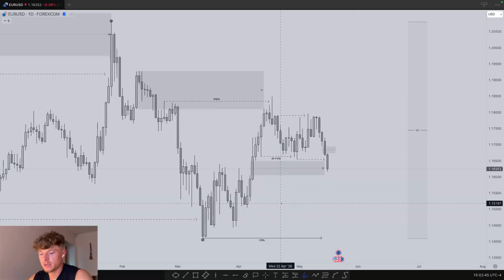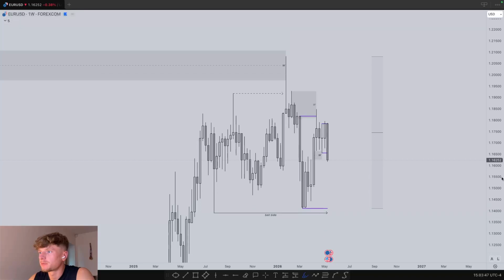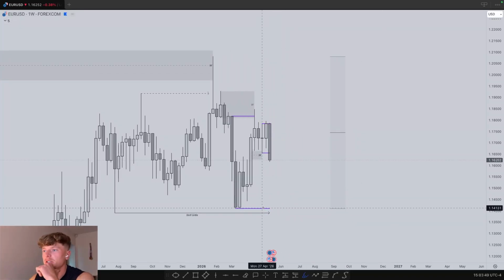So yeah, we'll see where we go. My longer term direction is bearish towards these lows. So yeah, I'm going to wrap that one up there.